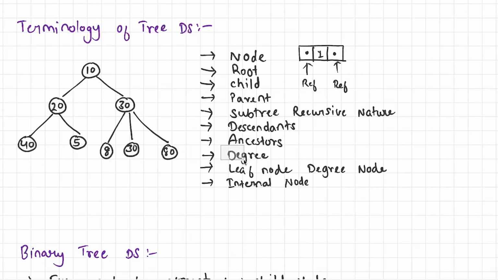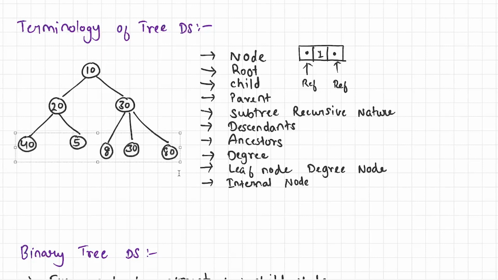Now the next terminology is degree. Degree defines the number of nodes that are attached to any specific node. For example, in the case of 30, there are 3 nodes that are linked to 30. So we can say that the degree of 30 is 3. Now the next terminology is leaf node. The leaf nodes are the nodes that have 0 degree, because there are no child nodes of these nodes. So we can say that these are the leaf nodes.